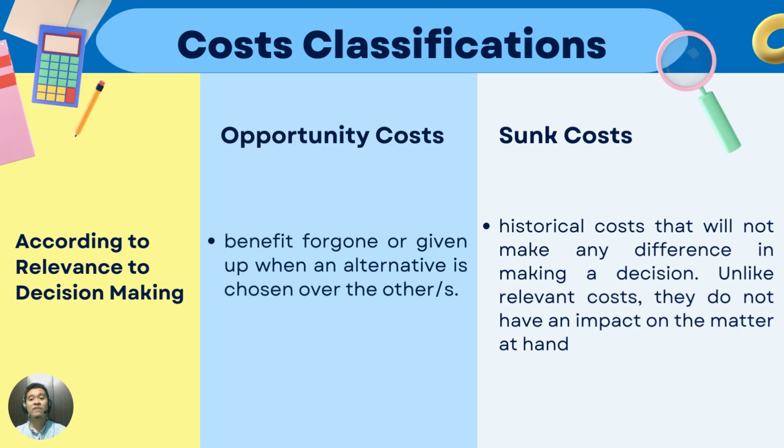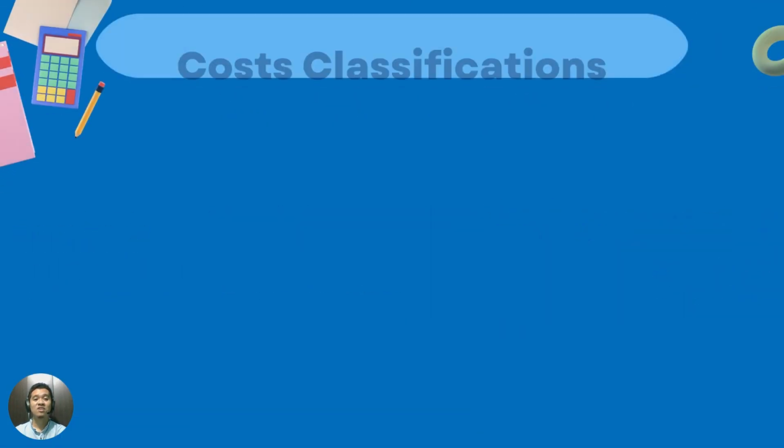So, again, if he uses the building for production rather than renting it out to tenants, the opportunity cost there, or the benefit that was lost, is the rent income that he would have received if he had rented it out. The sunk costs naman are historical costs that will not make any difference in making a decision. So unlike relevant costs, they do not have an impact on the matter at hand because sunk costs are costs that have already happened. So, wala siya difference sa imong decision making. So, from the word historical costs.